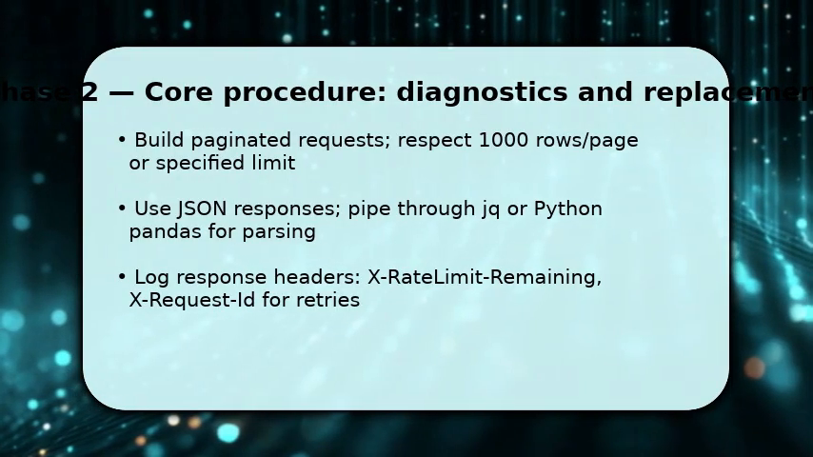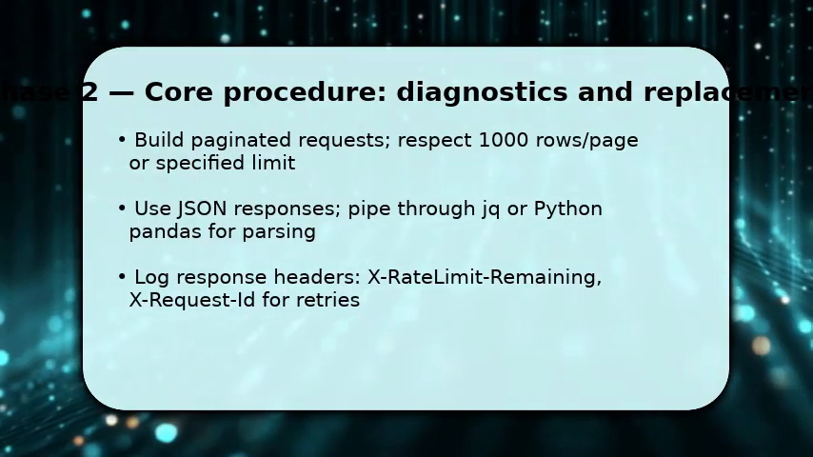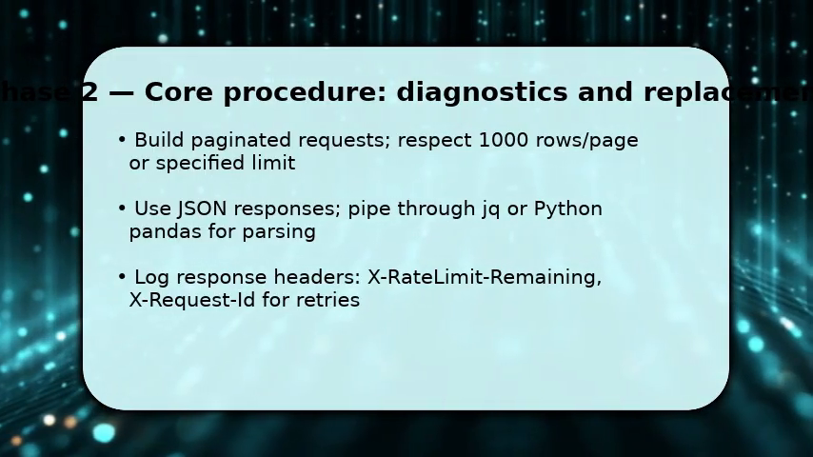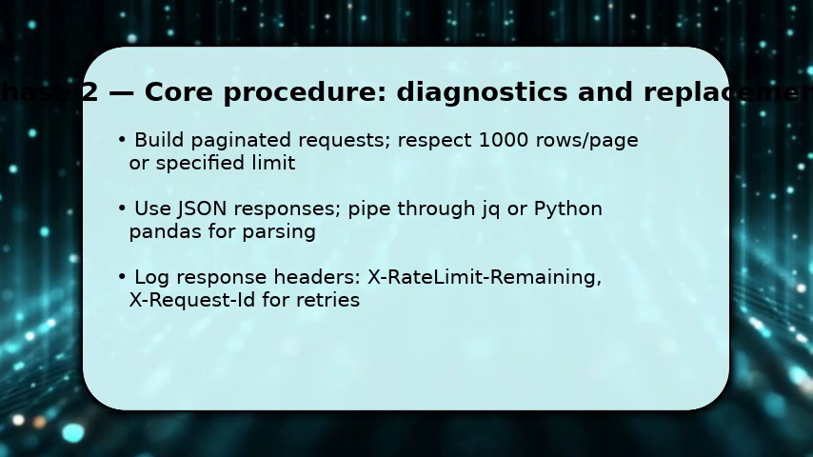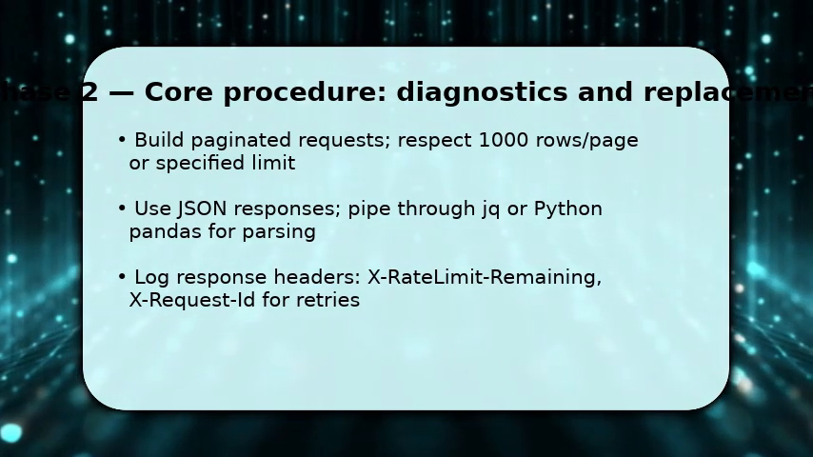Once you get a page, validate schema and store raw files with a unique request ID for traceability. Also capture rate limit headers and error codes. These tell you when to back off or switch to exponential retry logic, which keeps your trial access stable.